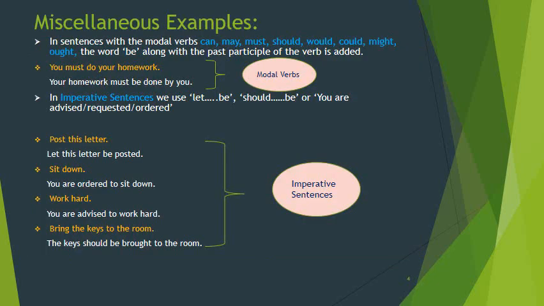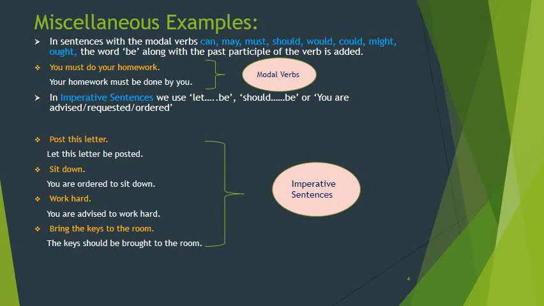In sentences with the modal verbs, for example, can, may, must, should, would, could, might, ought, the word be along with the past participle of the verb is added. For example, you must do your homework. Your homework must be done by you.